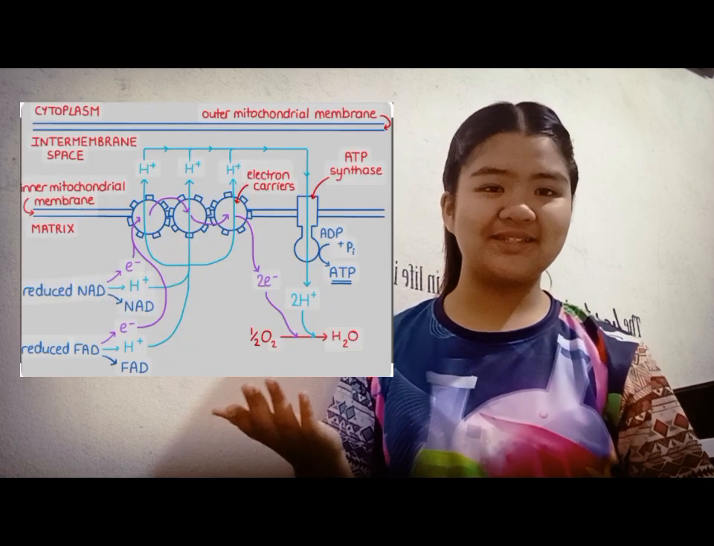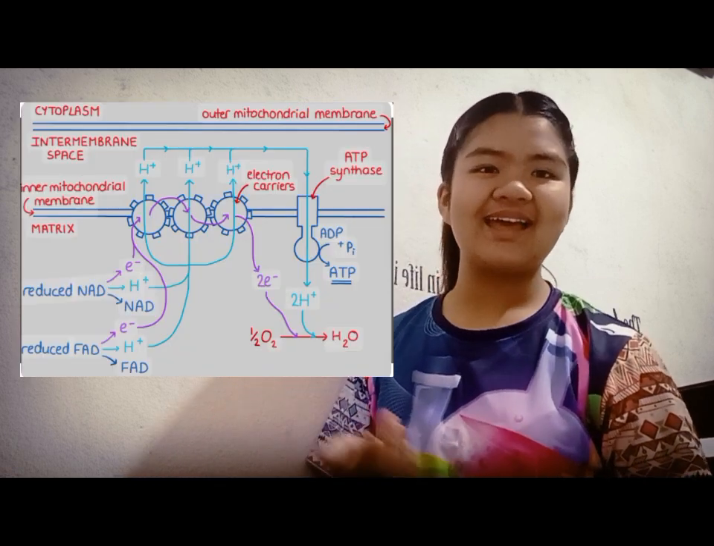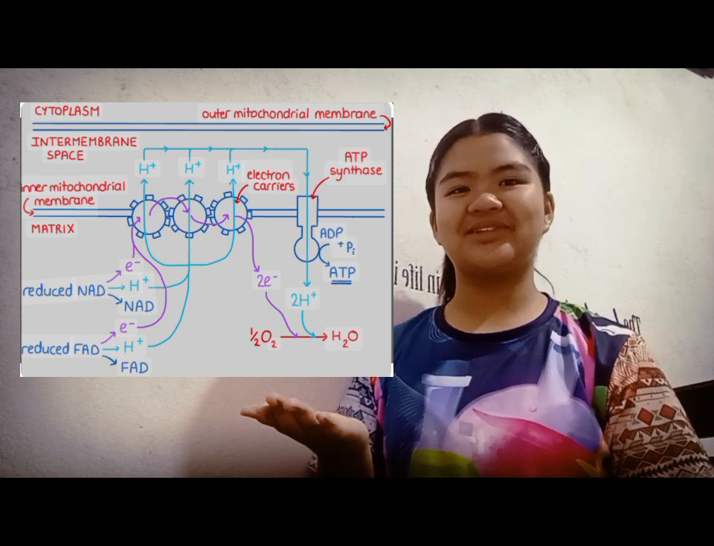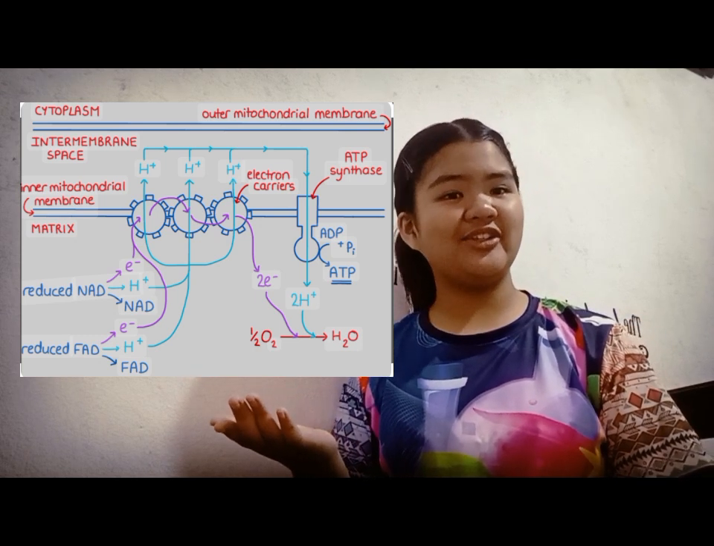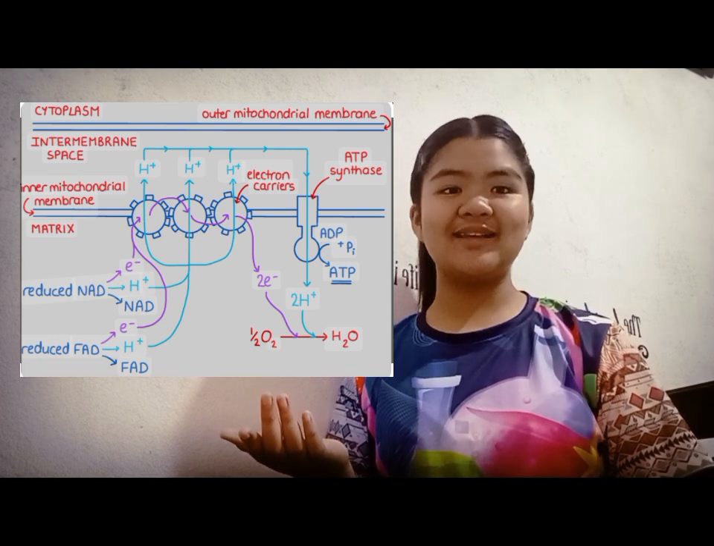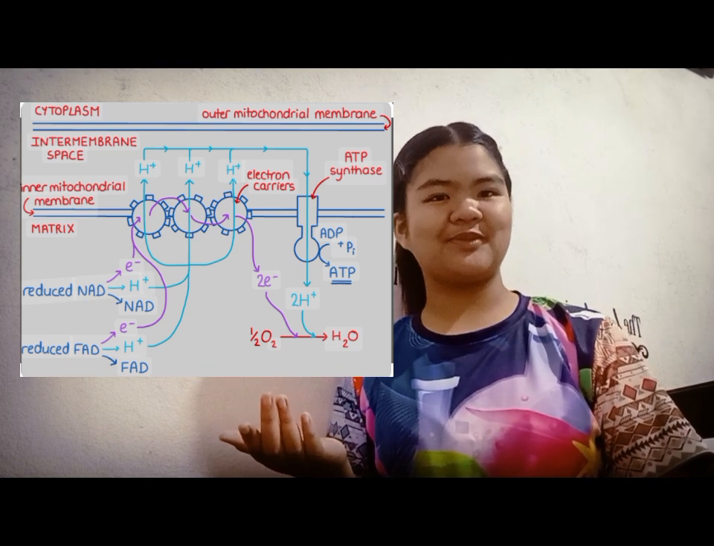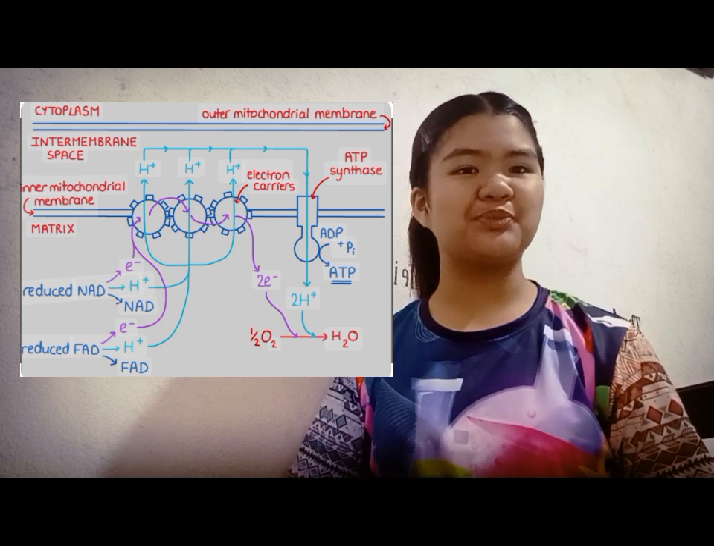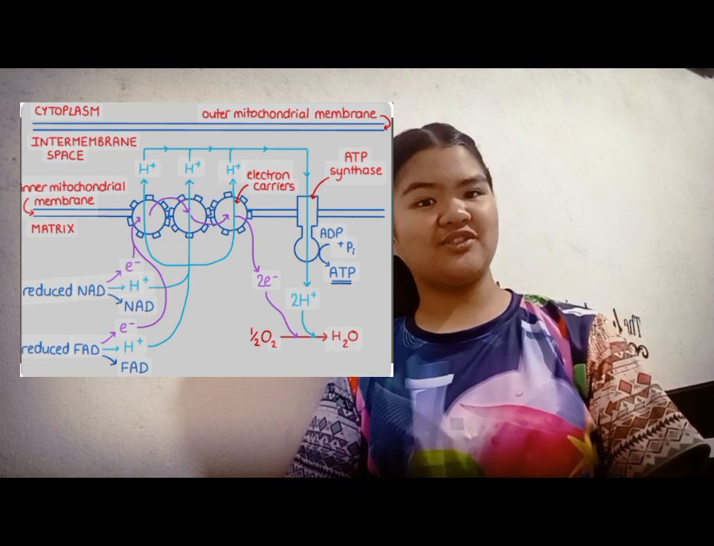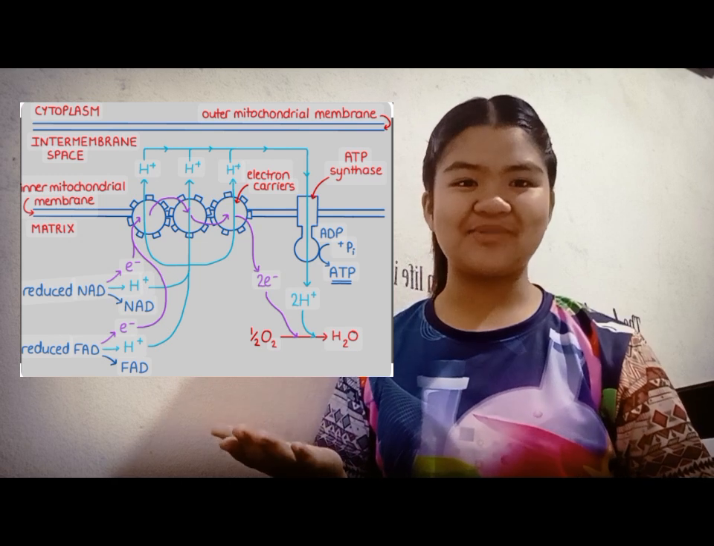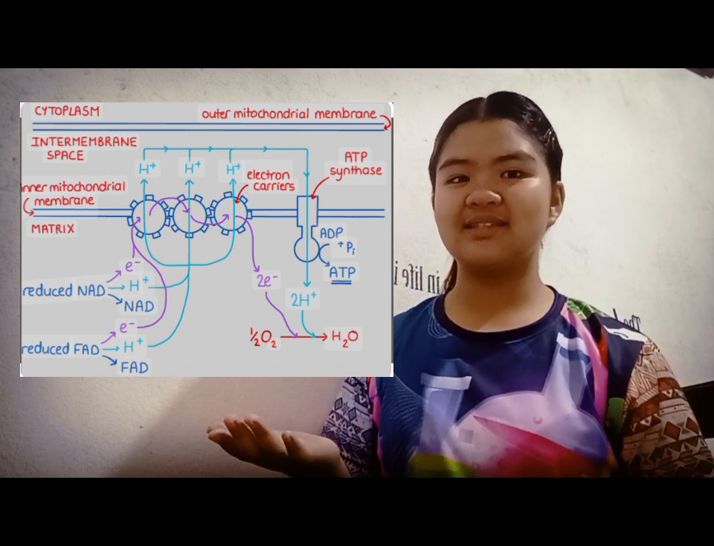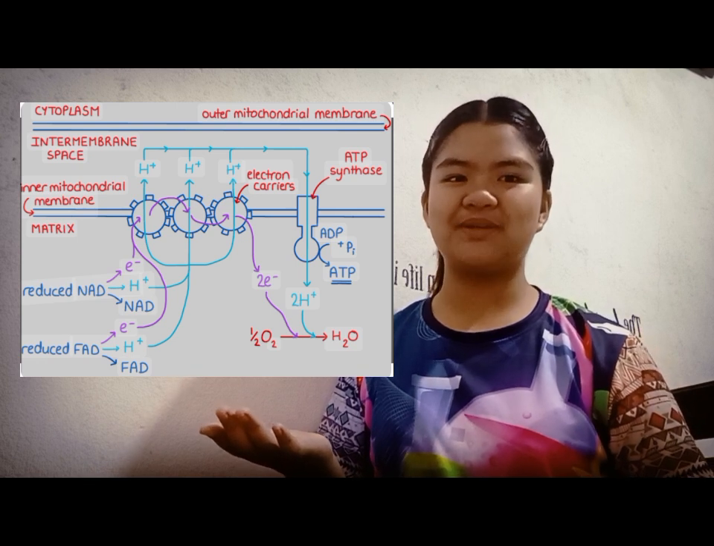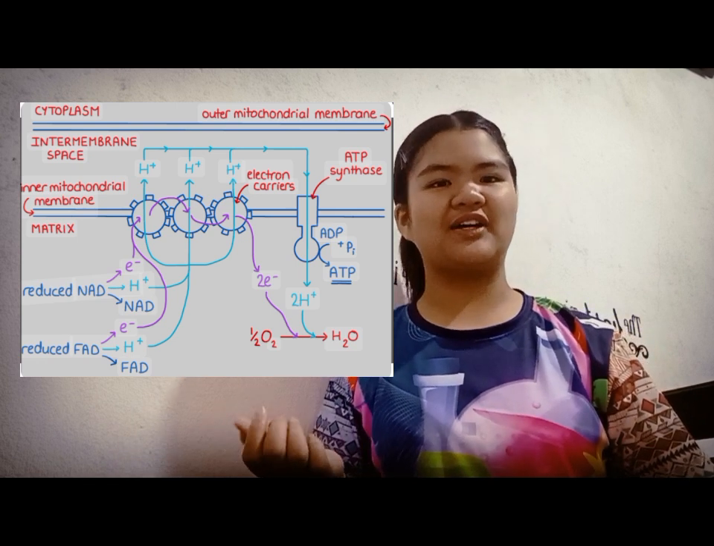The last one of the 3 main stages is the oxidative phosphorylation. This is the final stage and also occurs in the mitochondria. Here the high energy electrons from NADH and FADH2 are passed along an electron transport chain, releasing energy that is used to pump protons across the mitochondrial membrane. This creates a proton gradient, which is then used by ATP synthase to produce ATP from ADP and phosphate.